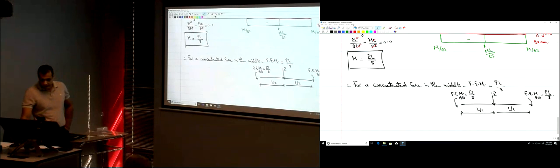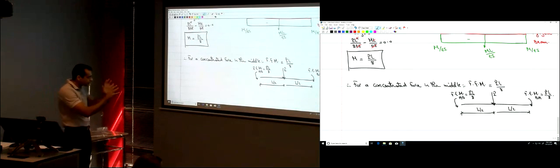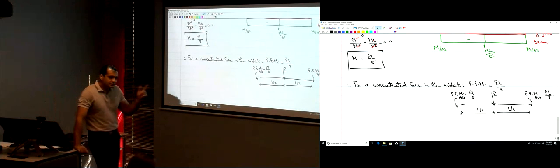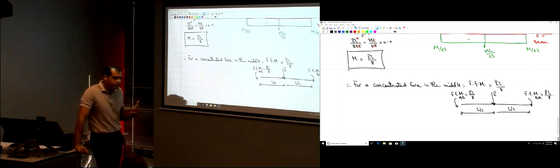That's the first thing that we were able to find today. Okay? That for a member that is fixed from both ends, with just one concentrated force in the middle, the value of the fixed end moments are PL over 8. Do you need to do this derivation? No. We just did this derivation to reach this result. We're going to use this result later on, okay? Directly. You don't need to do this each time.